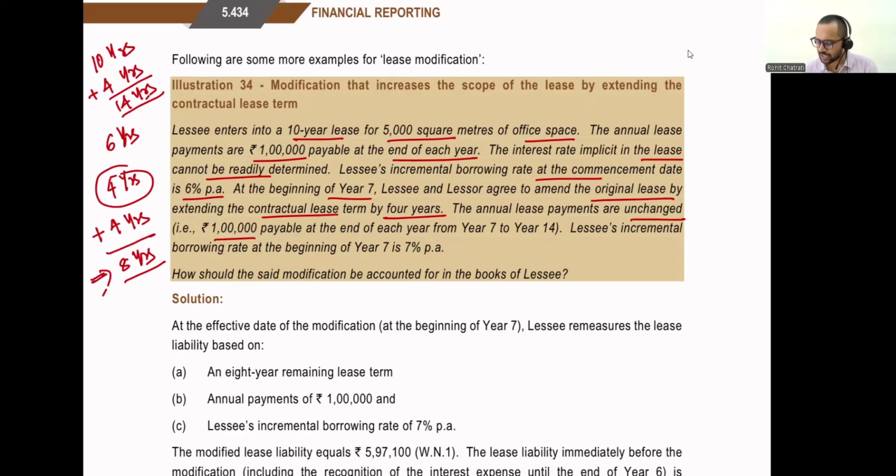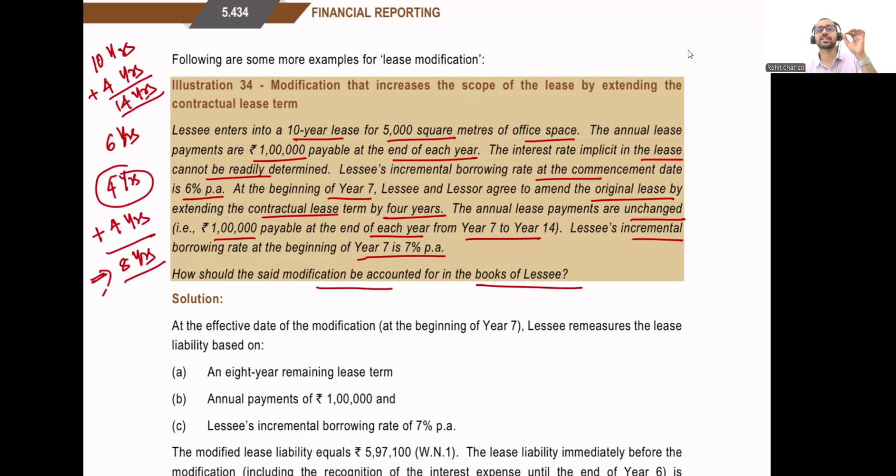The annual lease payments are unchanged. They are 1 lakh payable at end of each year from year 7 to year 14. All right, we are extending the lease contract by a period of 4 years, but the amount that will be payable will continue to remain 1 lakh per annum from year 7 to year 14. The lessee's incremental borrowing rate at the beginning of year 7 is 7% per annum. The question is, how should the modification be accounted for in the books of lessee?